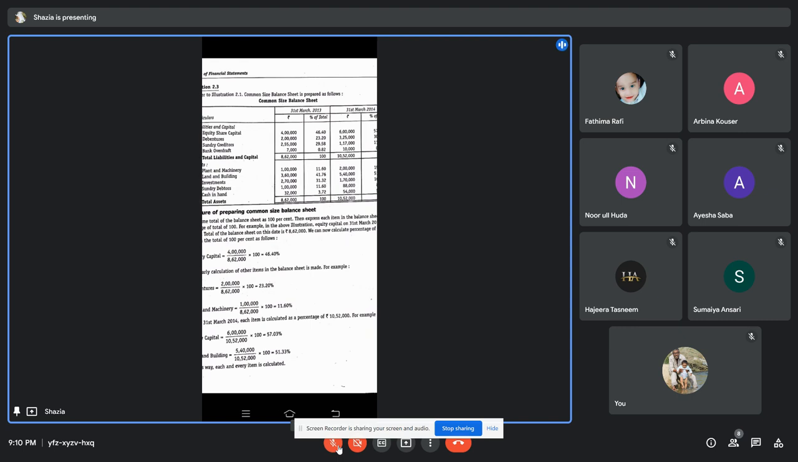Now this 4 lakh, what you have to do? You have to only find out the percentage. In this, there is no comparison. In the comparative, we did the comparison between the previous year and the current year.